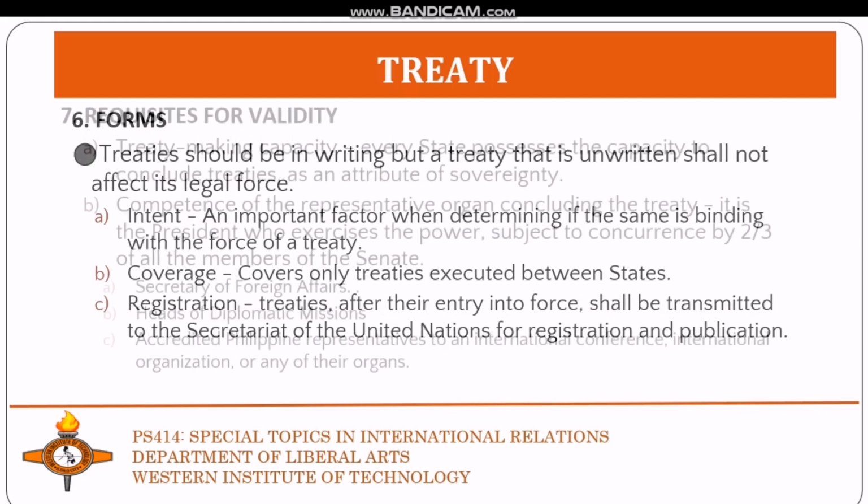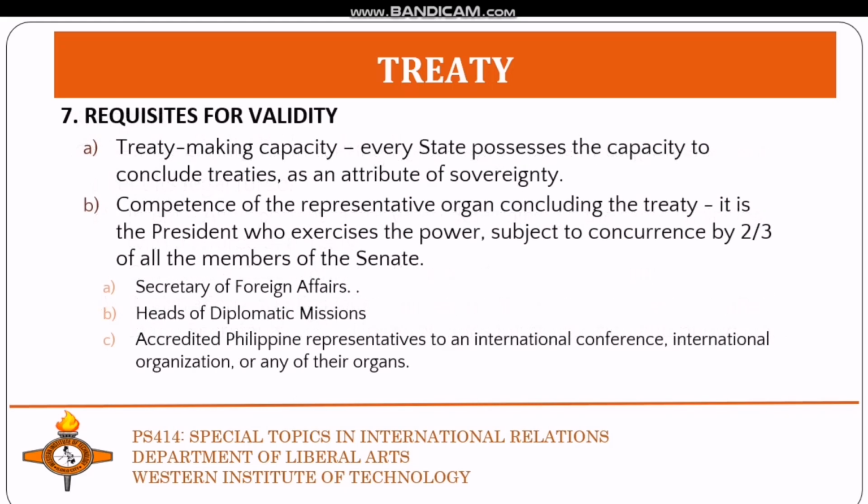Next is the requisites for validity. So when we say requisites, it means requirements. So the first requirement is the treaty-making capacity. It means every state possesses the capacity to conclude treaties as an attribute of sovereignty. So any recognized state can conclude valid and legal treaties with other recognized states as well.